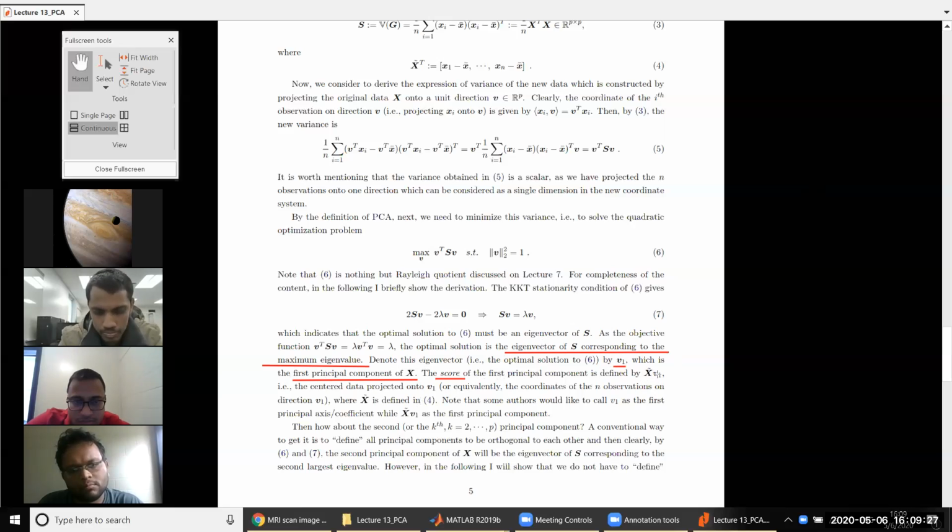X tilde means the centered data given here. Okay, so for each data point, I minus the mean. So this is the first principal component.